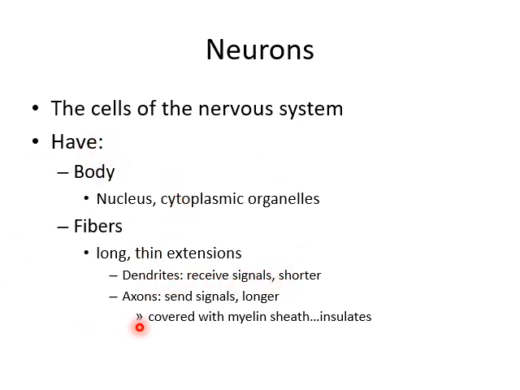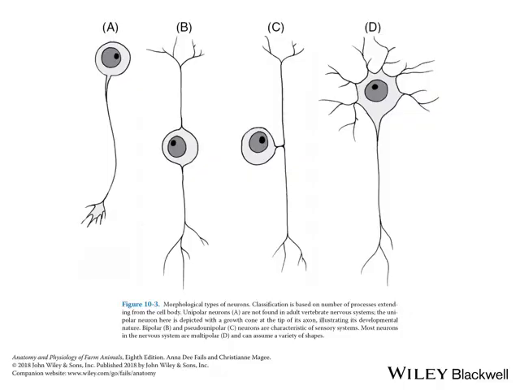And then coming out of the body, you have the axons. They're going to send signals out from the nerve. They are longer, and they're covered by myelin sheaths. We'll show you what those are in a minute, but they are insulating the nerve. We can think about it as plastic on a wire. We need to protect those electrical signals, so we have these myelin sheaths that are going to insulate the axon as it sends a signal.